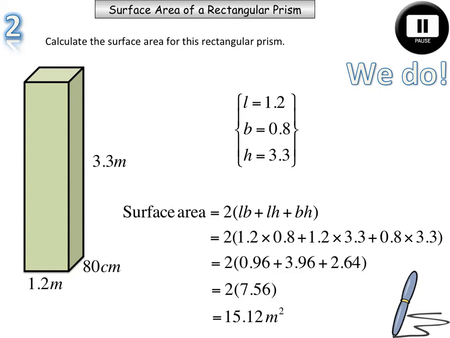So if we unraveled that rectangular prism, that's what we'd end up having, that space. If we had cardboard needed to make that particular rectangular prism, how much cardboard is needed? 15.12 square meters is needed.